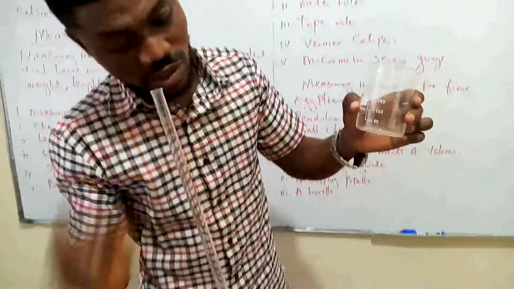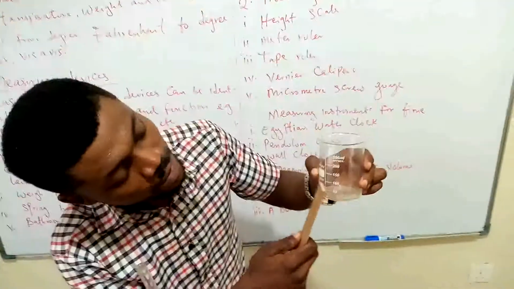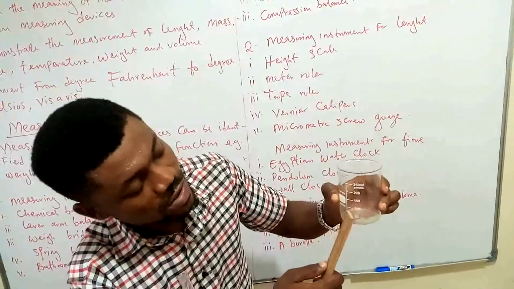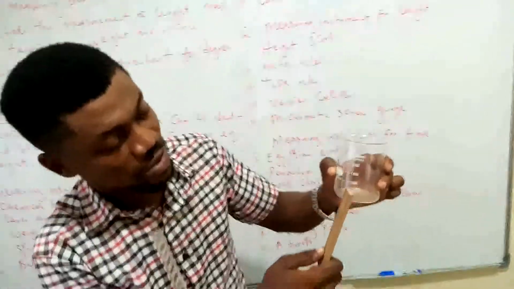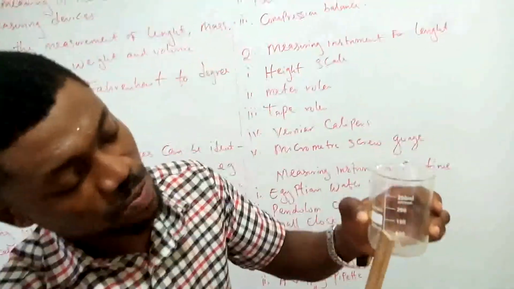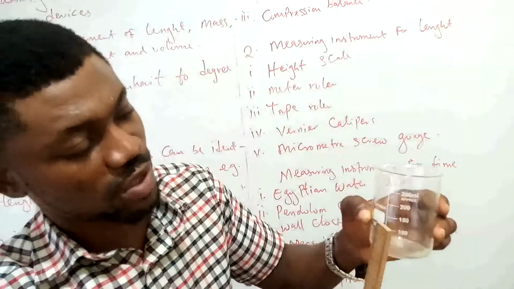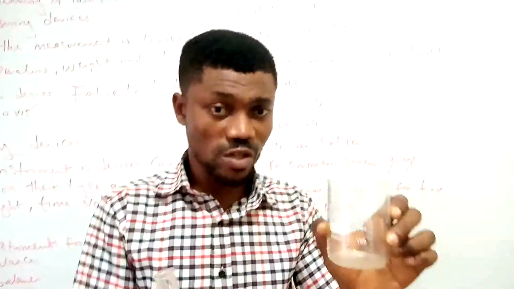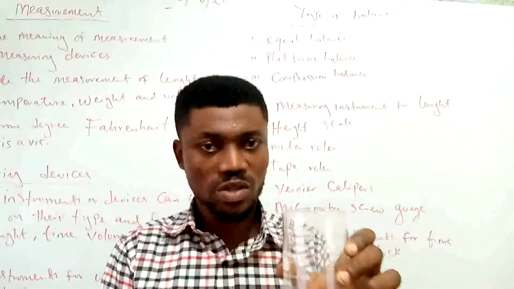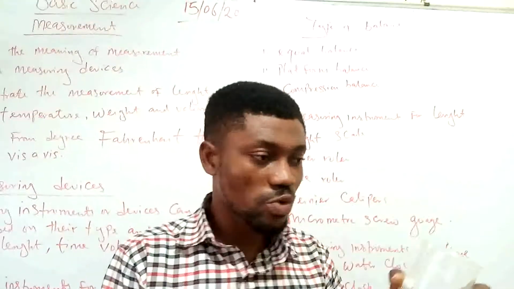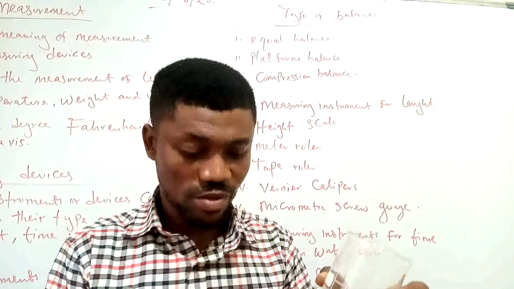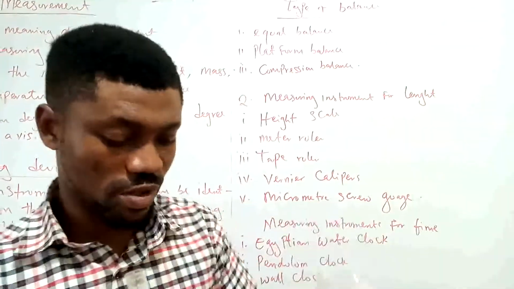If it gets to this point here, it means you have the water up to what? 75 mils. And if you are to get to 100, this point here, it means you have up to 100 mils. Now this enables you to know your mixture. It enables you to know the amount of distilled water or any other chemical to use for any given practical, so you don't mix up your results in order for you to get your correct result.